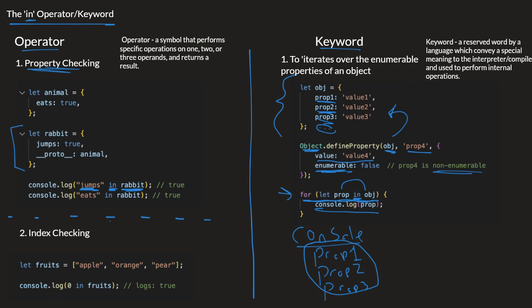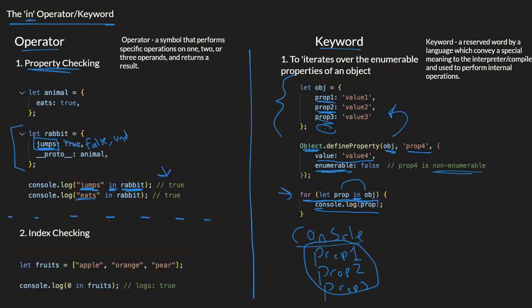So now what we're doing is we're seeing, hey, does this exist in rabbit? And it does. The property name jumps does exist in rabbit. It wouldn't matter. It's currently set to true, but it could be set to false. It could be set to undefined. It really doesn't matter what its value is. The fact that it exists at all as a property name in rabbit makes this return true, makes this console.log return true.